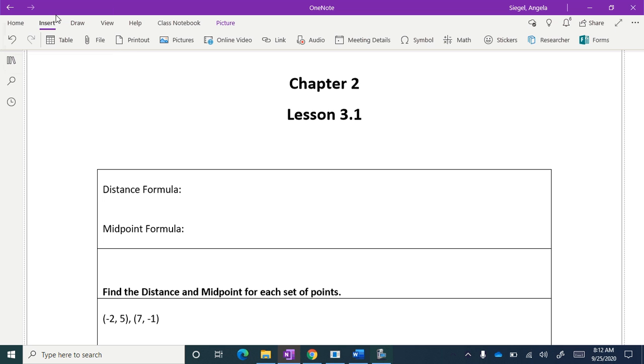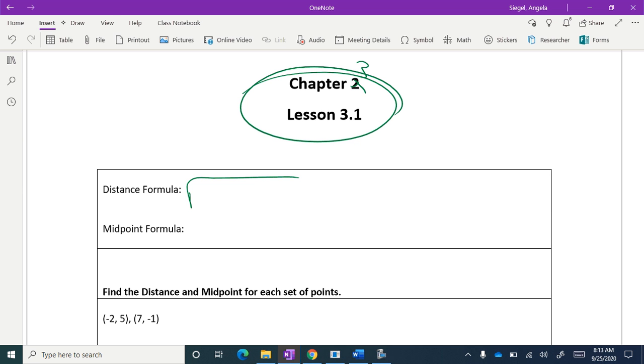Guys, today we're going to talk about the first lesson in our second unit, which is actually chapter 3, unit 2. So we're going to start off with the distance formula, which should not be anything new at all. So the distance formula gives us the distance between 2 points. And so let's go.